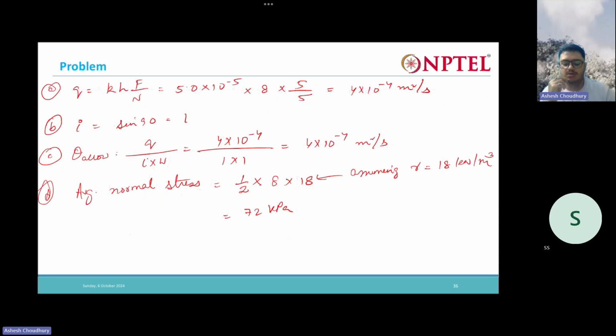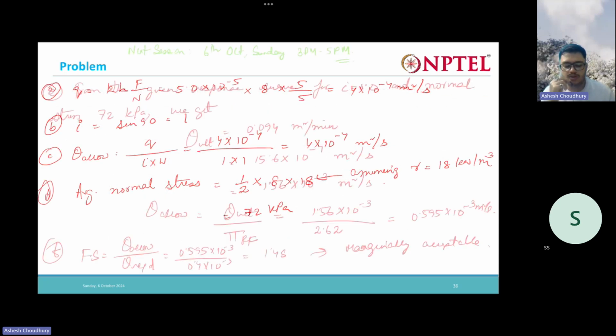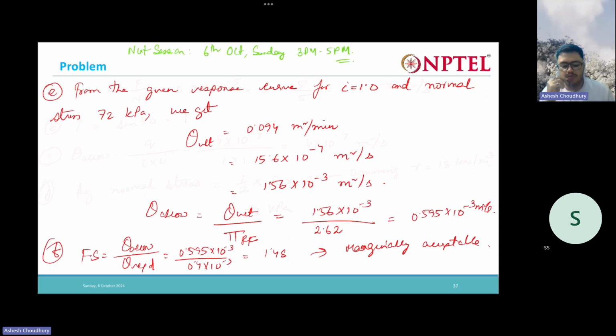So first we calculate the average normal stress, and corresponding to this normal stress, we find the ultimate transmissivity from that plot, and then we divide this ultimate value by the reduction factor to get the allowable, and then we finally calculate the factor of safety. It is nothing but theta allowable by theta required. It's around 1.4, marginally acceptable. It is not actually acceptable. We need more factor of safety.